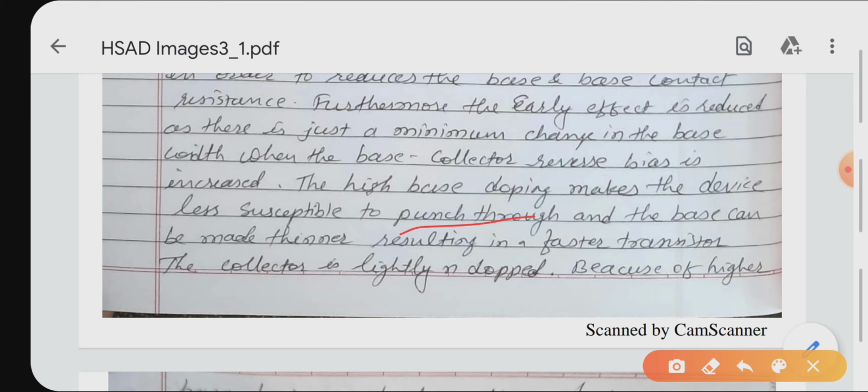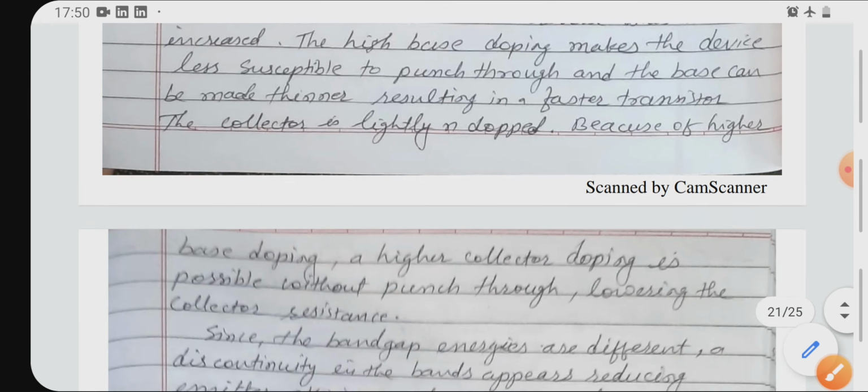This disadvantage of BJT is also reduced in case of this HBT. Another disadvantage of BJT is the early effect, which is nothing but the variations in the width of base because of variations in the base to collector voltage. The second one is punch through, which is the breakdown of emitter and collector junction because of application of reverse bias. That can be reduced in case of HBTs because of its structure. This is the advantage of HBT.